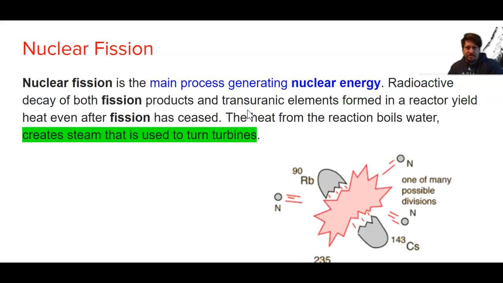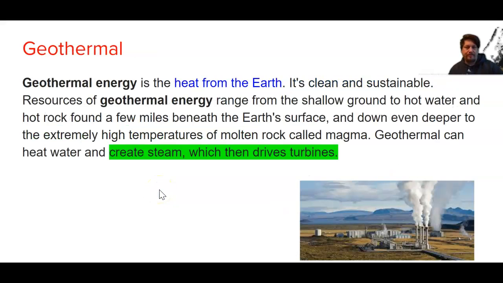The nuclear fission also uses turbines. Nuclear fission, these atoms are splitting apart, radioactive decay, and makes a lot of heat. That heat is then used to boil water. Steam goes up and turns giant turbines that have some sort of magnet at the end, spinning around a coil of copper wire, exciting electrons and making them move. Geothermal, using energy from the heat. Geo means earth, thermal meaning heat. Again, making steam, driving turbines.